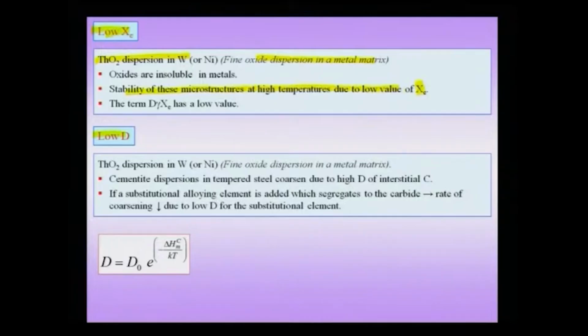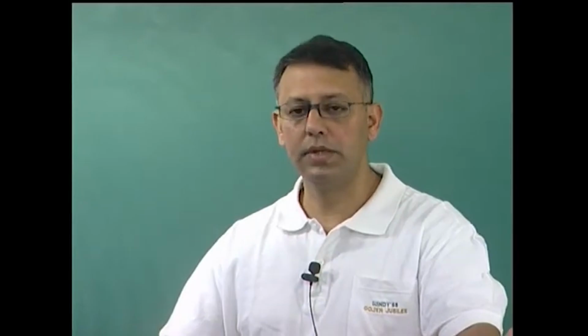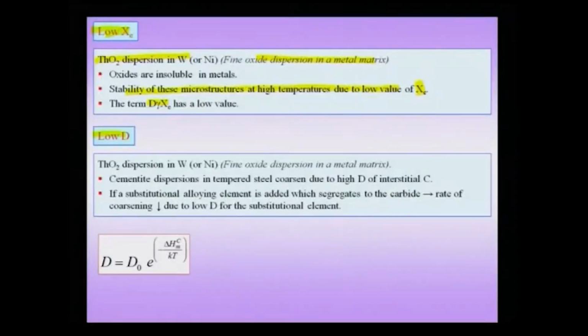Therefore, you have a low value of Xc, which gives you a low value for the term D gamma Xc. In the same example, you can also cite the fact that there is a very low diffusivity D, and in the process I can have no coarsening taking place, because the precipitate does not dissolve into the matrix, and therefore there is very little diffusivity of thoria into tungsten.